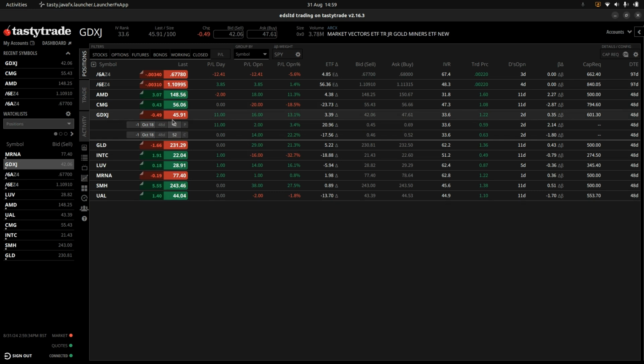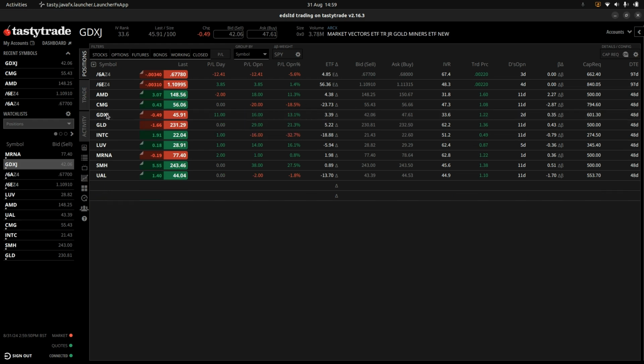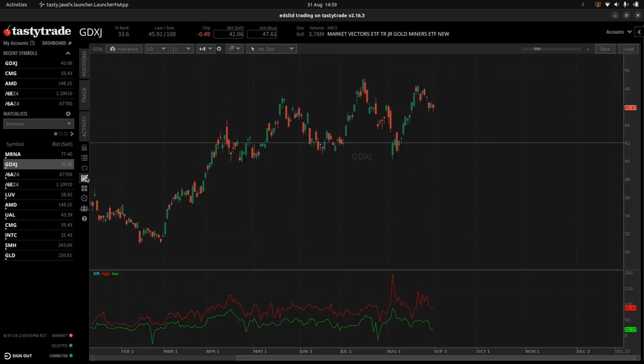Next up, we've got GDXJ. We've only been in GDXJ for 2 days, and we've still got 48 days left. We're already at 13.1% profit. Beautiful strangle on GDXJ. Let's have a look at the chart.